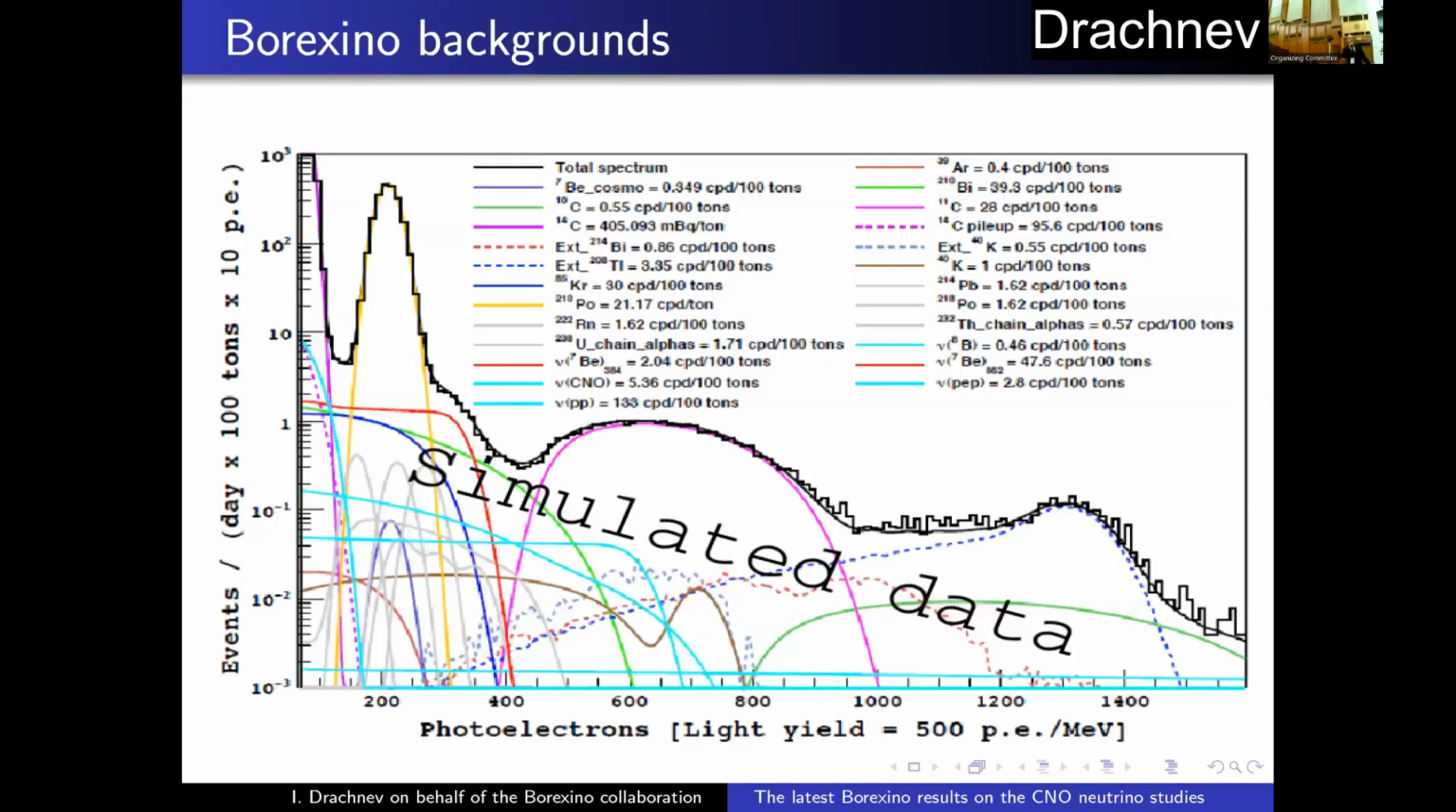So this is how the spectrum actually looks. It's more or less for phase 1, so it's not even the cleanest Borexino. It's just simulated data. So this is just the list of components that we're considering in our analysis.